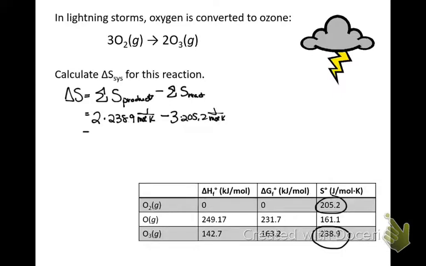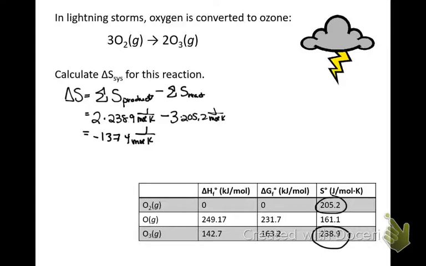If you do the arithmetic on that, you should get that delta S for this reaction is negative 137.4 joules per mole times Kelvin. So that seems simple enough.